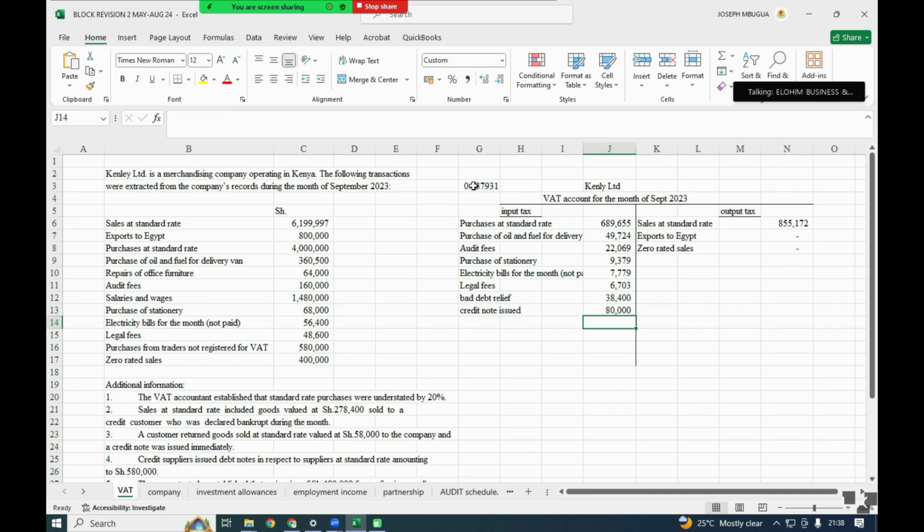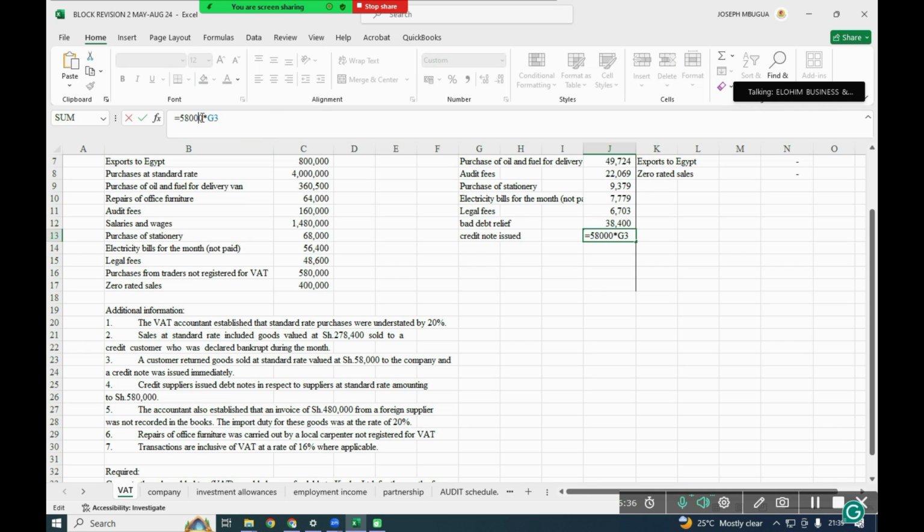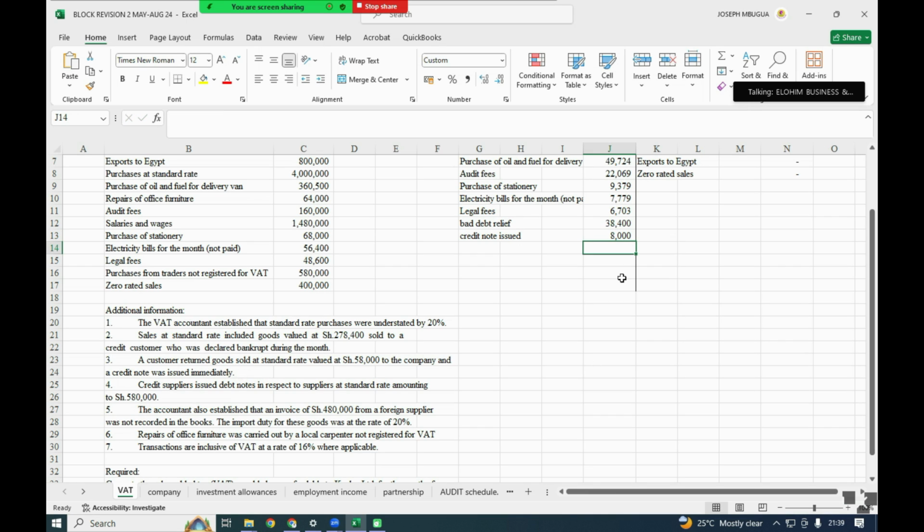The credit note was 58, not 580. 580 is a different value. So, note 3: the customer returned goods sold at standard rate, valued at 58,000 to the company, and a credit note was issued immediately. So it was 58, which will amount to that 8,000.